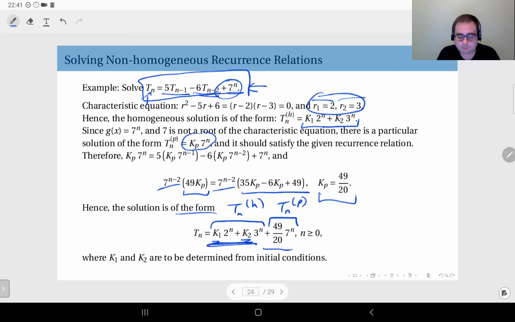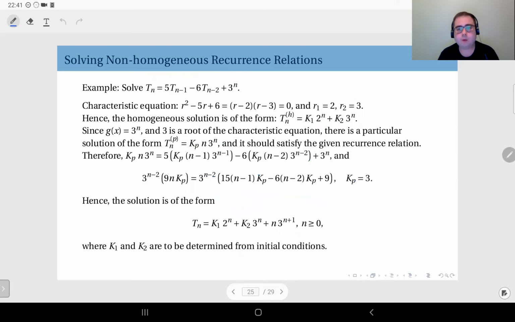Okay, so in this case, 7 was not one of the characteristic roots. Let's see an example where that's not the case. It's the same equation, except instead of 7 to n, we now have 3 to n. And as you remember, 3 is one of the characteristic roots. The homogeneous solution is exactly the same. However, since 3 is among the characteristic roots and it appears in the homogeneous solution, my particular solution should be of the form Kp times n times 3 to n.